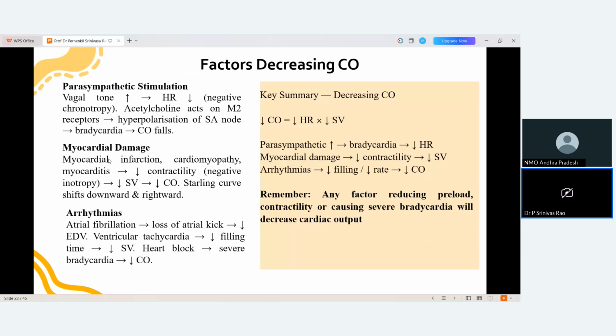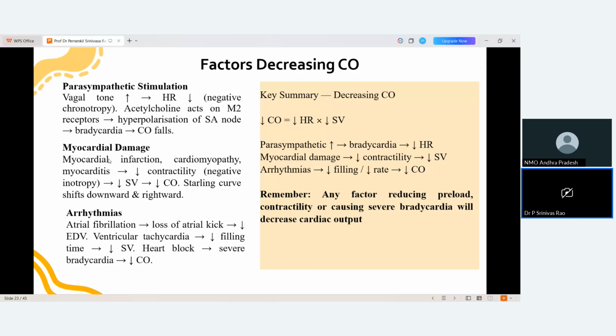Factors decreasing parasympathetic stimulation. I think all of you know, vagal tone will cause a decrease in the heart rate. Myocardial damage, I told you, will not allow the optimum overlap of the actin and myosin, so it causes a decrease, like what happens in cardiomyopathy, myocarditis, myocardial infarction, all that. Arrhythmias, I told you about atrial fibrillation.